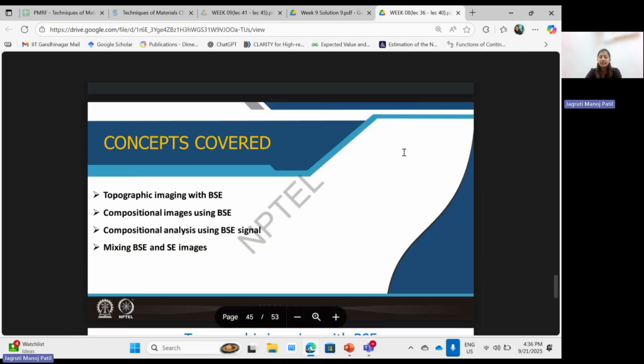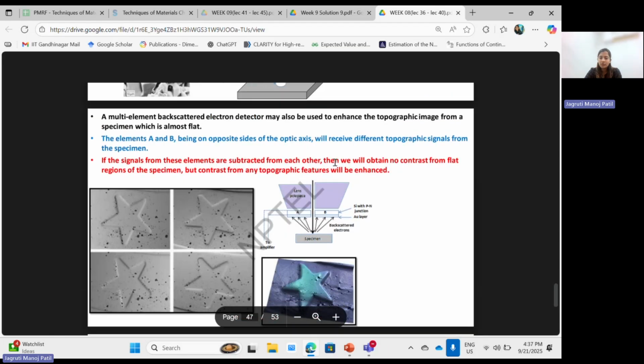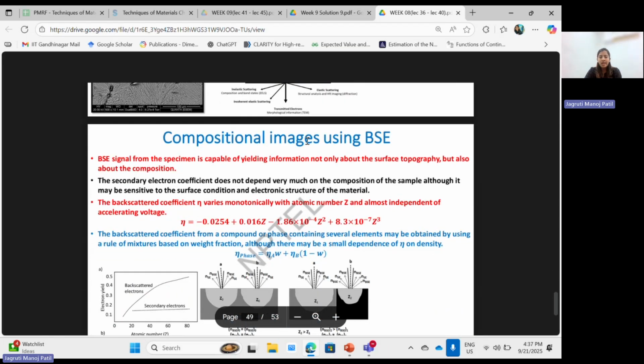Okay. So that being done, then you have mixed analysis for both of them. Here's for topography, same for topography, how many elements can be used. Now, this was one thing where you had compositional images using the backscatter electrons, right? So this can tell you information not only about the surface topology, but also about the composition. Since they are coming from in depth of the specimen, we saw it goes to a depth of around micrometers. So the coefficient is dependent on the cross section of it, so it will essentially be dependent on the atomic number, and it's recognized here as oscillating voltage.